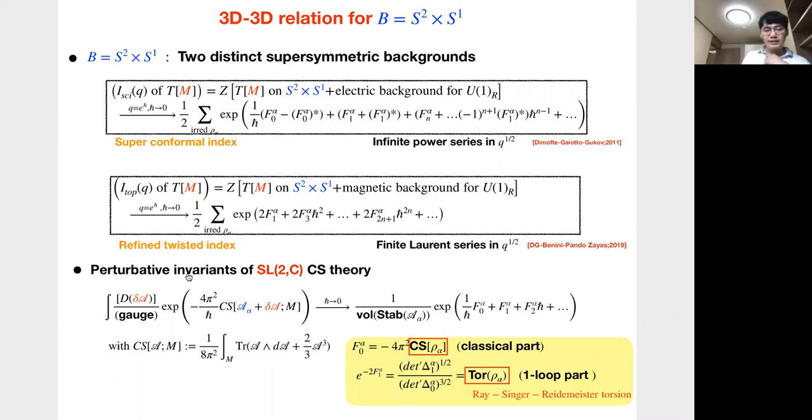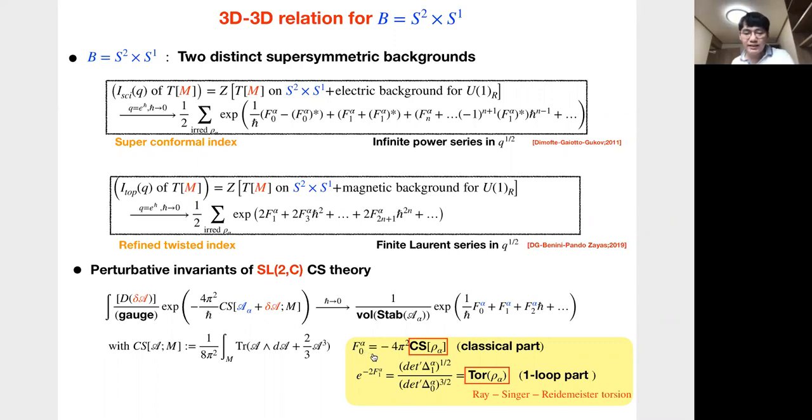So formally, I define this perturbative invariant as follows. We are doing a formal path integral over SL2C connections around some flat connection A alpha. This A alpha is a flat connection which is set by the classical equation of motion. Then we can do the perturbative expansion in the formal hbar equals 0 limit. And F0 alpha is the classical part, this one is the one-loop part, and F2 is the two-loop part in this way.